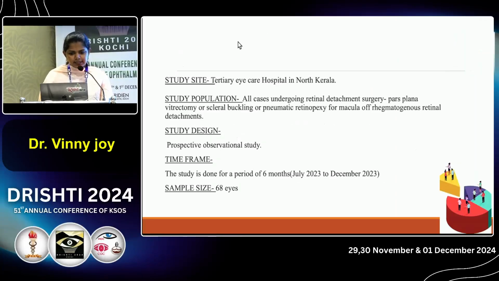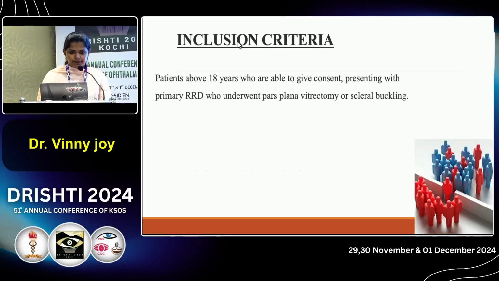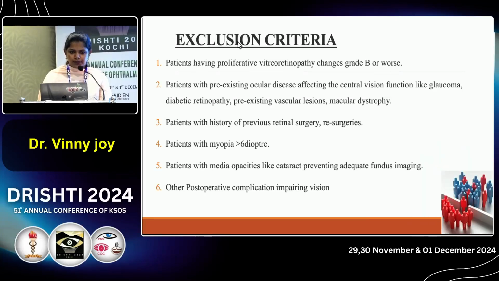Study site is a tertiary eye care hospital in North Kerala. Study population: all cases undergoing retinal detachment surgery, either pars plana vitrectomy or scleral buckling or pneumoretinopexy for macula-off rhegmatogenous retinal detachments. Study design is a prospective observational study. Time frame: the study was done for a period of 6 months and the sample size is 68 eyes. Inclusion criteria: patients above 18 years of age who are able to give consent, presenting with primary rhegmatogenous retinal detachment, who have undergone pars plana vitrectomy or scleral buckling or pneumoretinopexy.